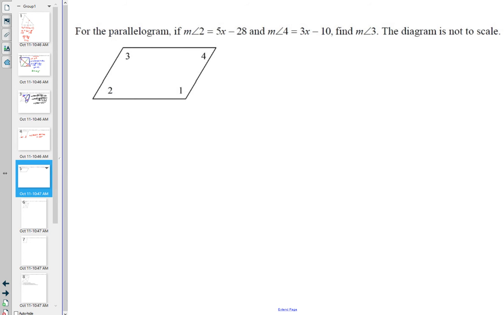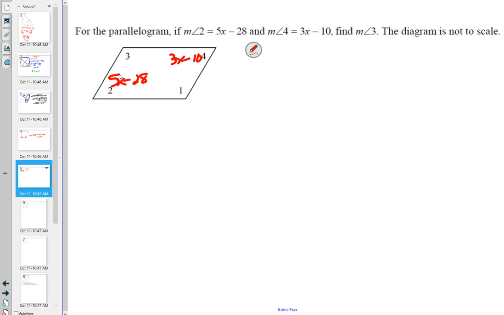For this parallelogram, the measure of angle 2 is 5x minus 28. That means angle 4 is also 5x minus 28 because we're dealing with a parallelogram. Oh, never mind, they gave me something different. So this is going to be 3x minus 10. Find the measure of angle 3.